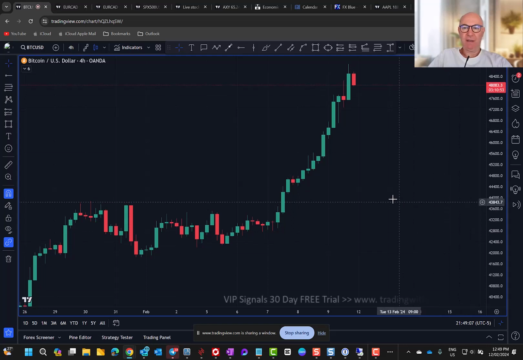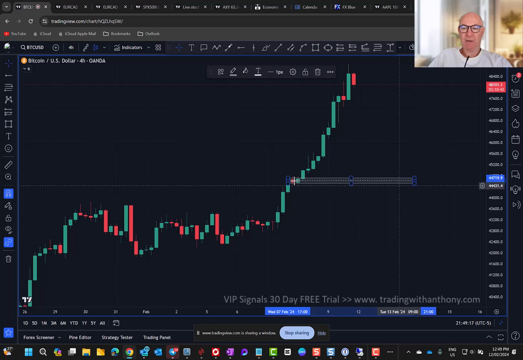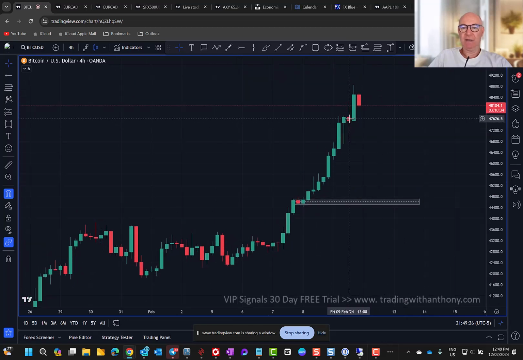Traders Anthony here, looking at Bitcoin on the 4-hour time frame. I'm just going to grab this red candle and pull a rectangle through here. Okay, so this is a key level. We've got this balance area on the 4-hour time frame, and we've also got this red candle acting as a potential support level.